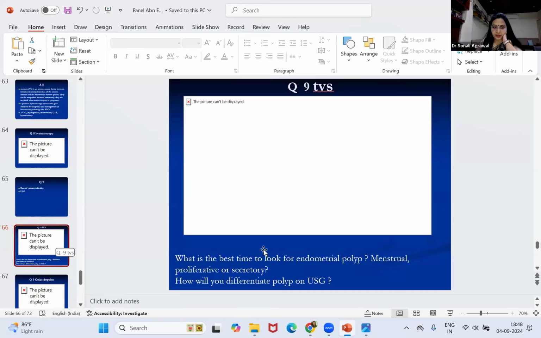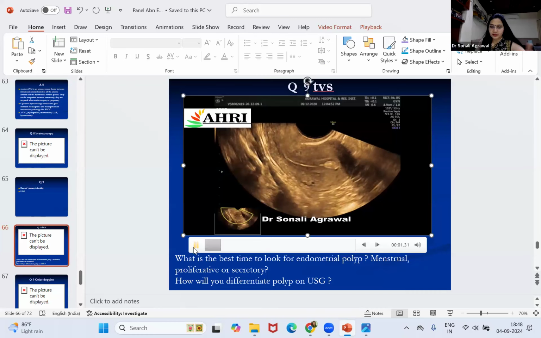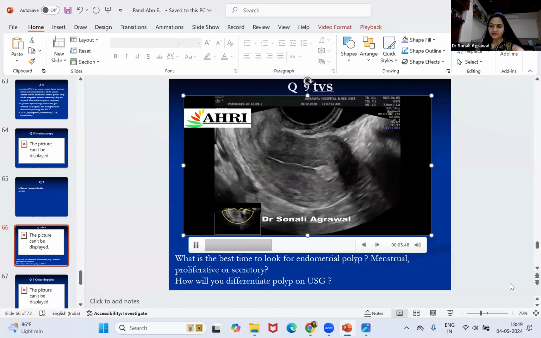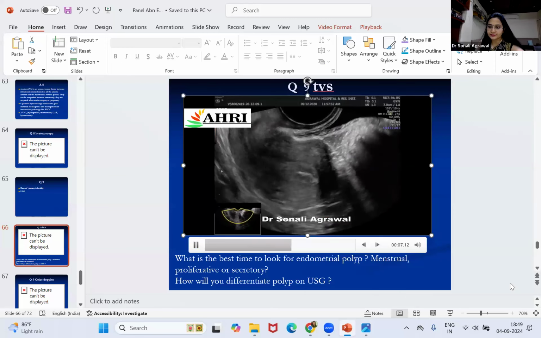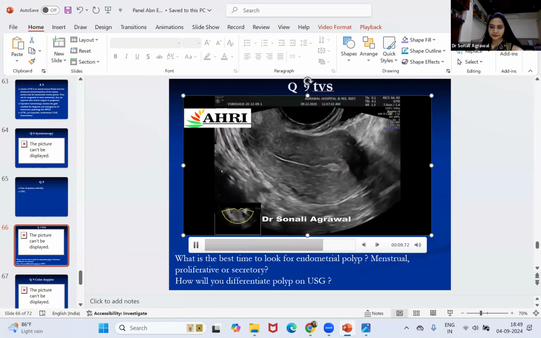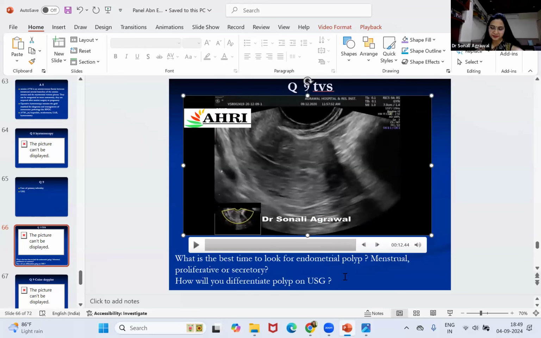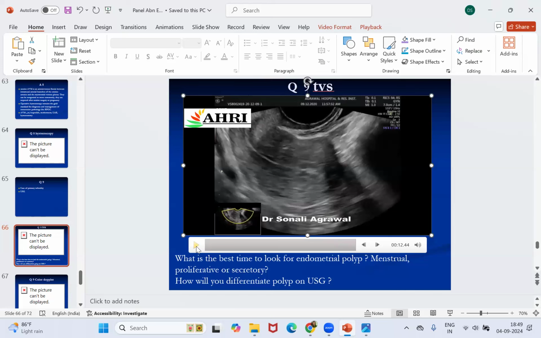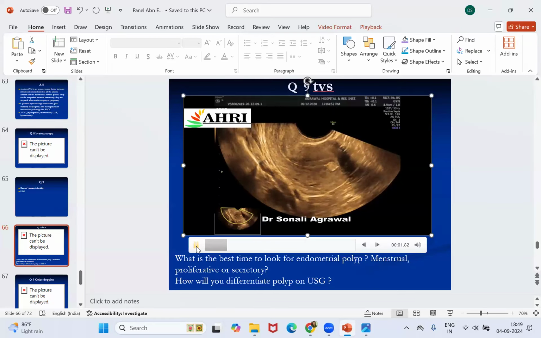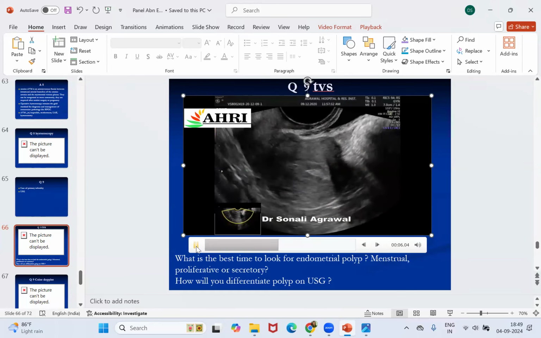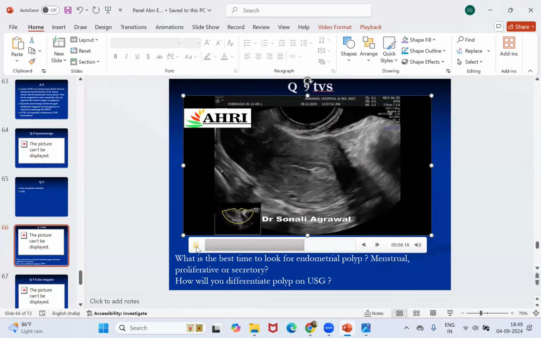Okay. So probably this is our last. Dr. Kalpana, are you there? Yes, I'm there. Can you describe this? The ultrasound, it looks like there's a localized hyperechogenic patch lesion in the fundal area. It looks like a polyp, endometrial polyp.